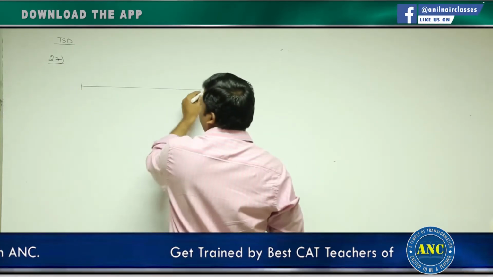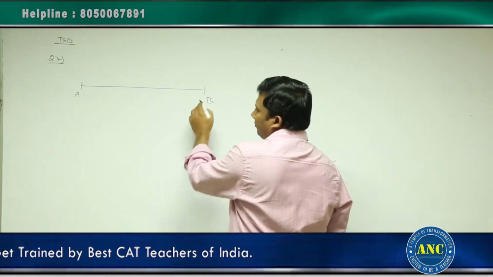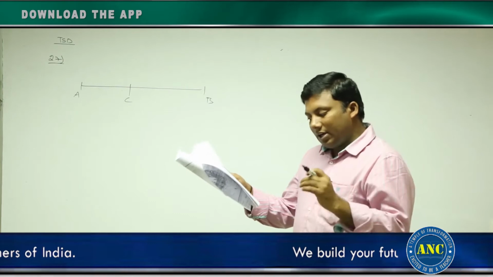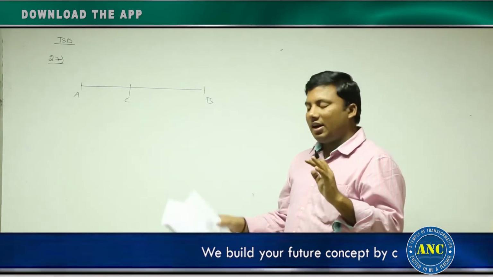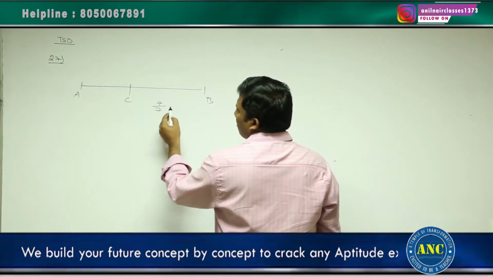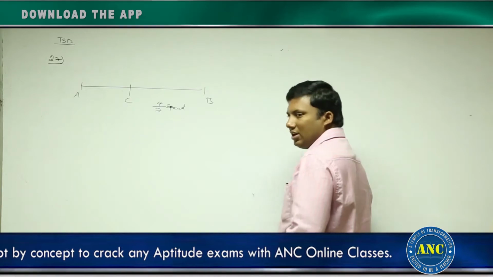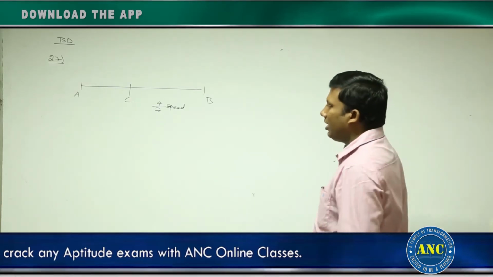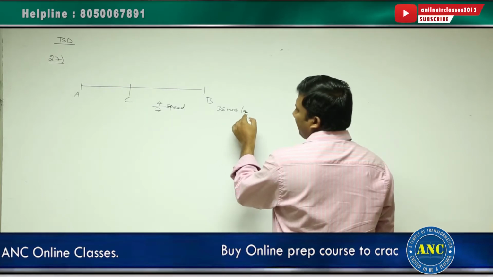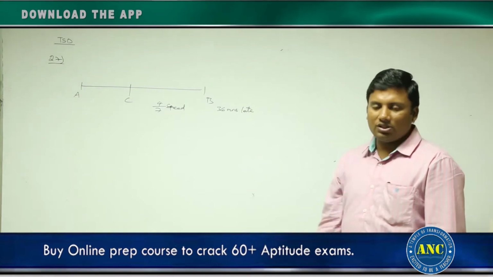Source is A. Destination is B. Accident happened at point C. The train meets with an accident and travels at 4/7 of its regular speed. That means from C to B it is 4/7 of the speed. If the speed is decreased, how much more time will I take? 36 minutes late. This is the question.